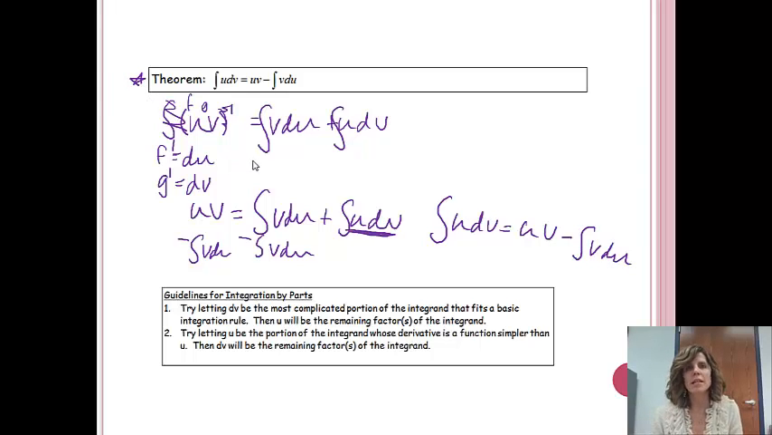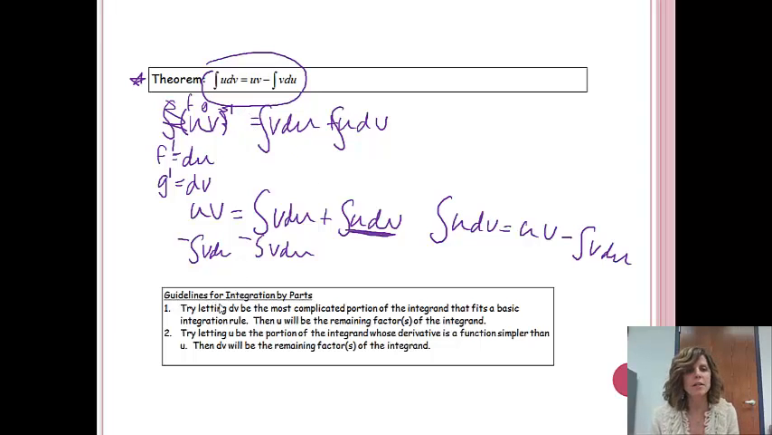Okay, that's the integration by parts theorem. If we have an integral where we would have used the product rule if we were taking the derivative, we probably are going to use integration by parts to find the integral. So we are going to specifically use this formula right here every time we do integration by parts.